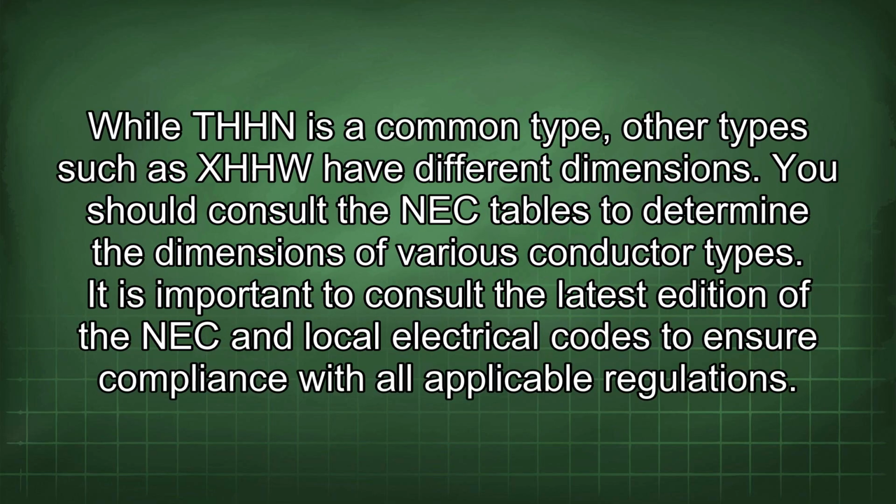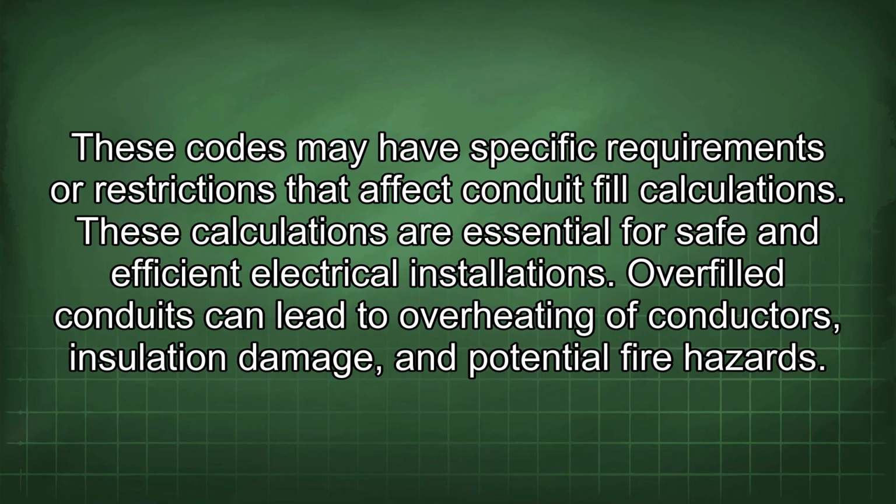While THHN is a common type, other types such as XHHW have different dimensions. You should consult the NEC tables to determine the dimensions of various conductor types. It is important to consult the latest edition of the NEC and local electrical codes to ensure compliance with all applicable regulations. These codes may have specific requirements or restrictions that affect conduit fill calculations. These calculations are essential for safe and efficient electrical installations.